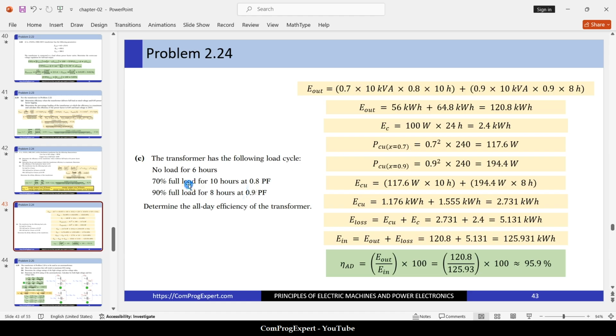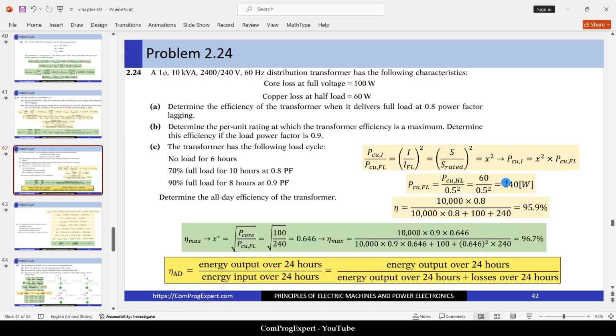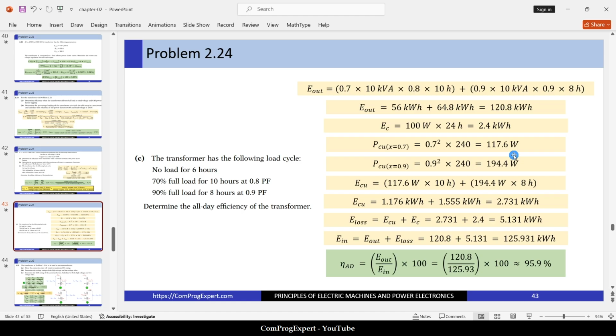And what is the value of the copper loss? For this interval, we don't have any load. The value of the copper loss is 0. For this interval, the load fraction is 0.7 to the power 2 times 240. This is the full load copper loss. And we have this equation: the copper loss at any current is the load fraction to the power 2 times the copper loss for the full load current.